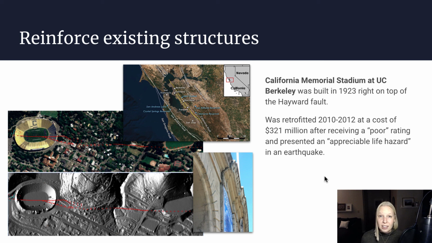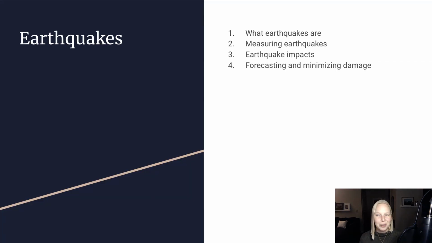So in 2010 and 2012, UC Berkeley spent $321 million retrofitting the Memorial Stadium. And they actually ended up cutting it into multiple sections, put those sections on sand so that if the area were to experience a sizable earthquake, those pieces of the stadium would move independent of one another, allowing it to withstand larger earthquakes.